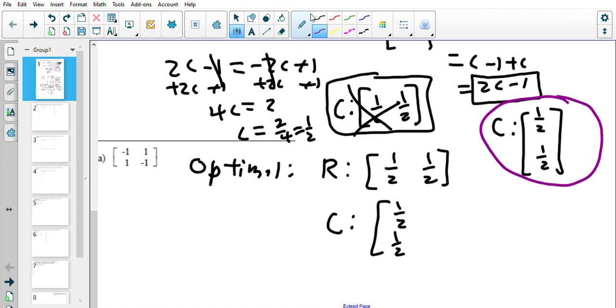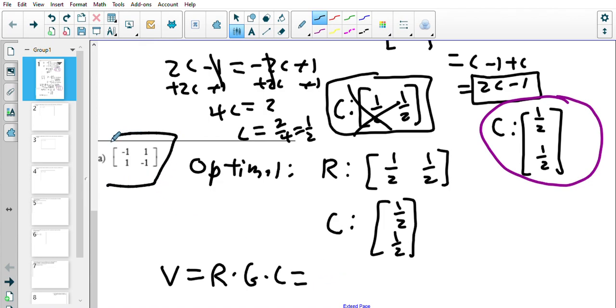And then recall that the value of the game can be found by doing our row times our game times our column, where this is our game here. So I'm just going to do some matrix calculations in my calculator.